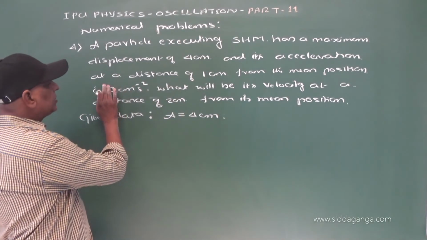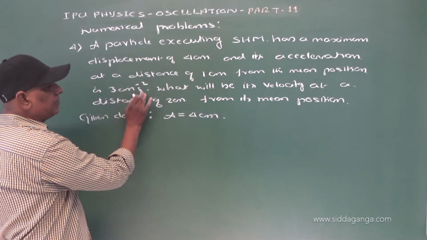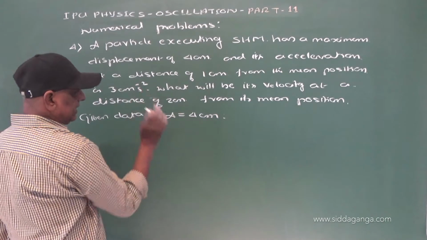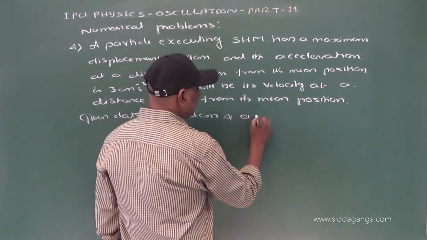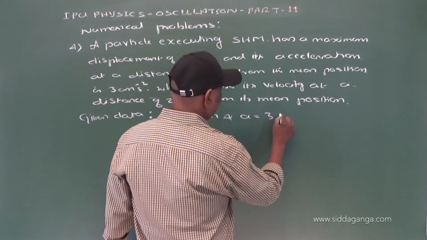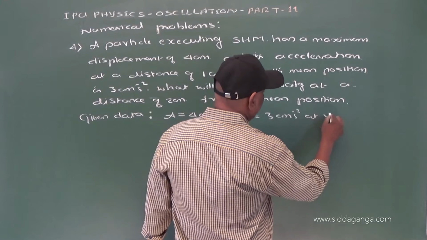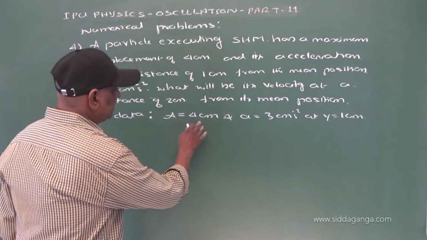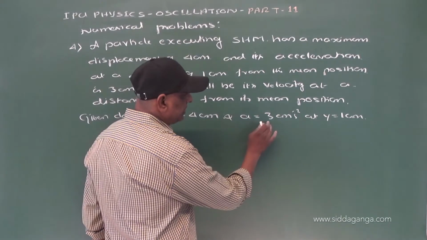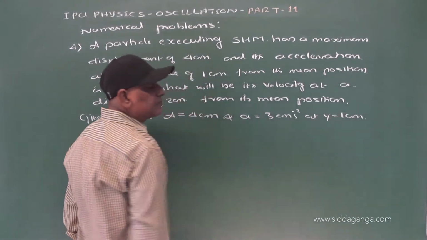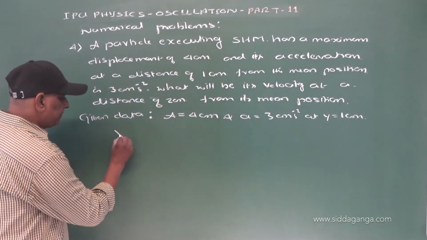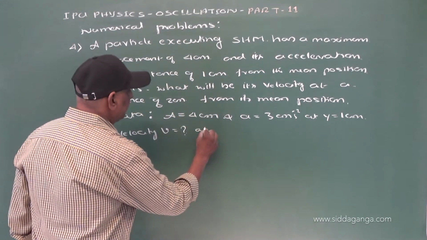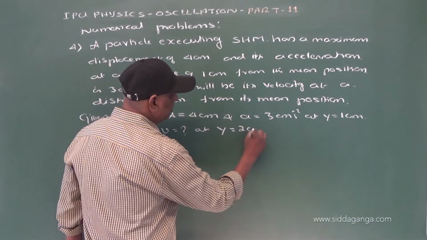Again, the acceleration of the particle is 3 centimeter per second square at a distance of 1 centimeter, that is, acceleration is equal to 3 centimeter per second square at a displacement y is equal to 1 centimeter. These are all the data given. Amplitude is 4 centimeter, acceleration is 3 centimeter per second square when displacement is 1 centimeter. What we need to find? We need to find velocity v at the displacement y is equal to 2 centimeter.